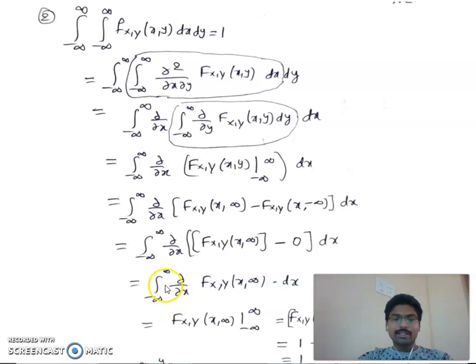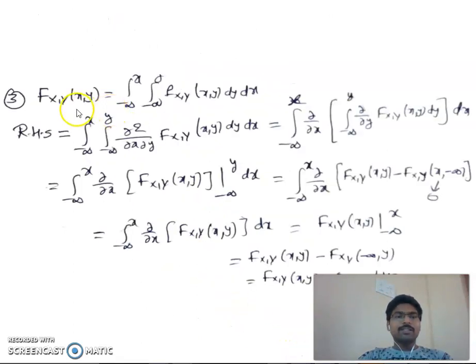Now again the integration and the derivative get cancelled here. We are integrating with respect to x, which means we have to substitute the limits in place of x. So it is F(infinity, infinity), and the lower limit of x is minus infinity, so in the x place I am substituting minus infinity. We know that F_X,Y(minus infinity, infinity) is equal to 0, and F_X,Y(infinity, infinity) is equal to 1. So it is nothing but 1.